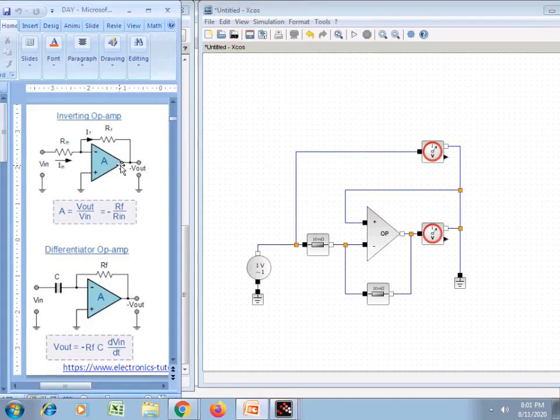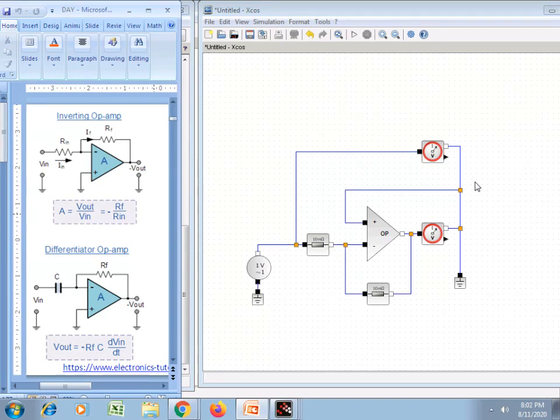Now you can check the circuit whether the connections are correct or not. So this is the RF resistor, this is the R in resistor. So input is given through this R in resistor, and with respect to ground, the non-inverting terminal is grounded by this path. The output voltage is measured with respect to the ground. Input voltage is also measured with respect to the ground.